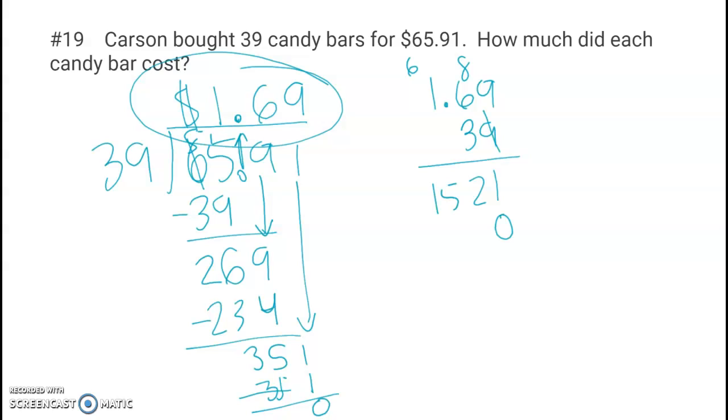Moving on to my next place value, 3 times 9 is 27, carry the 2. 3 times 6 is going to be 18, plus the 2 is 20, carry the 2. 1 times 3 is going to be 3, plus the 2 is 5. When I add these up together, I get 6591. I have 2 numbers behind the decimal, so I'll match that, and it does match. So $1.69 was the cost of each candy bar.